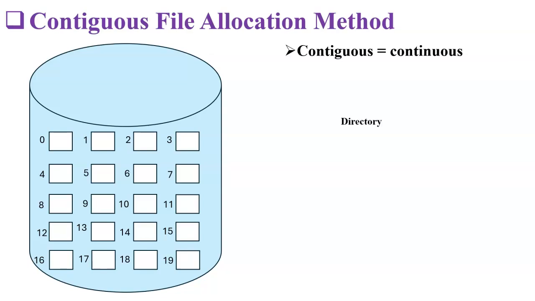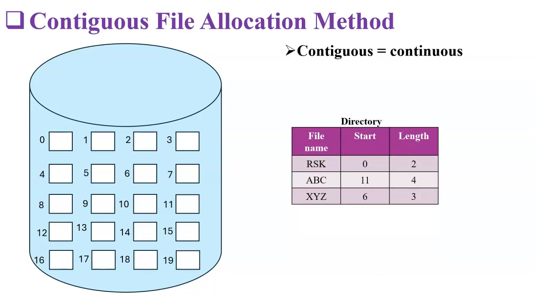Here this is a directory which has multiple files in it and it has two parameters: the start, that means at which particular block this file will start, and how much space or how many blocks it will occupy, which is nothing but the length. Let us understand how RSK will take its allocation in the disk. It will start at 0, and its length is 2. So it will occupy block number 0 and block number 1, right?